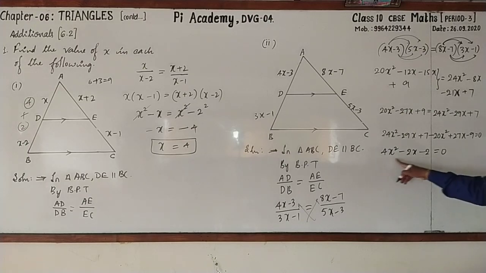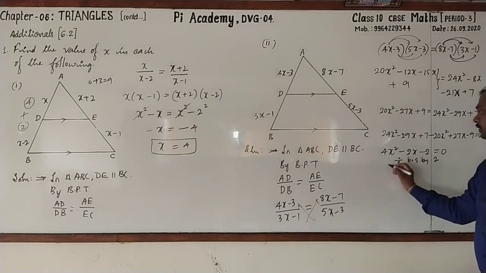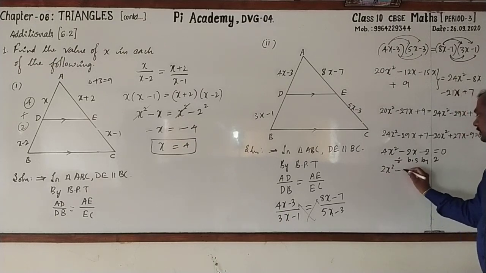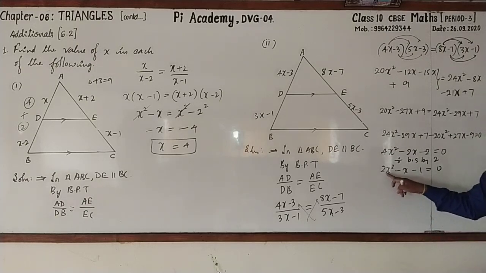Now divide all terms by 2 because they are all the multiples of 2. Divide both sides by 2. You will get 2x square minus 1x minus 1 is equal to 0. Hope that you might have got the same. You can solve it by factorization.